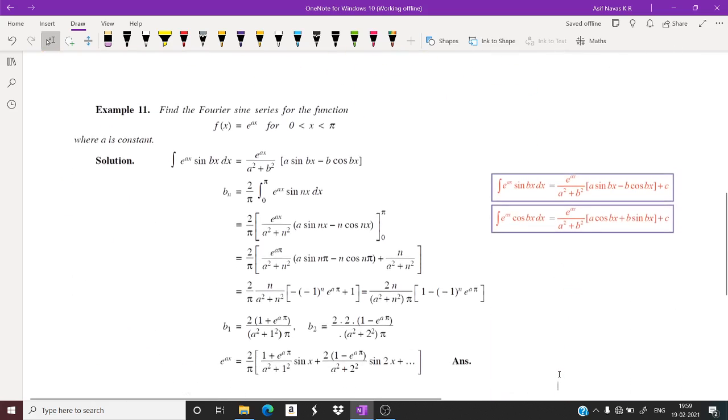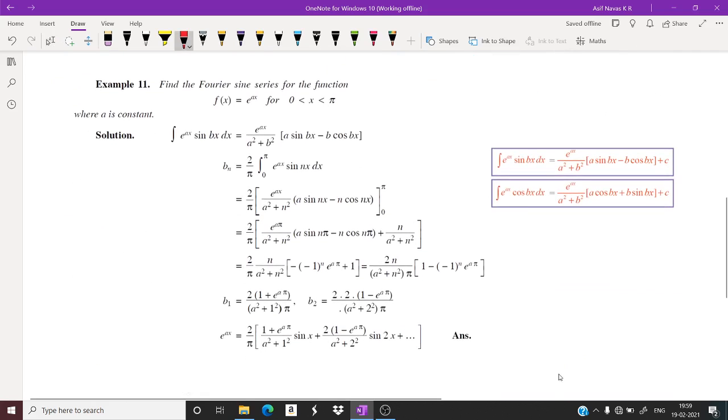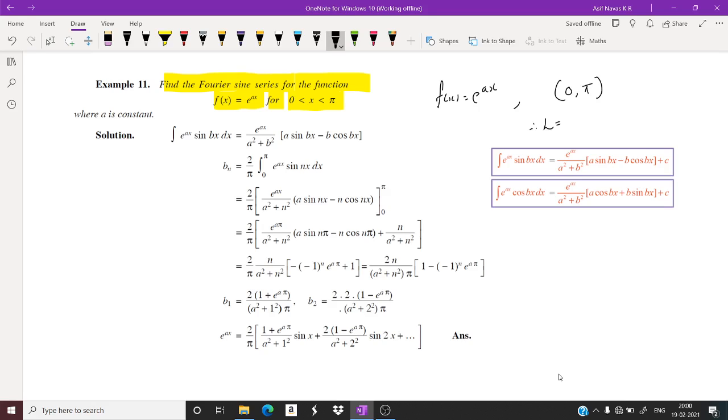So first, find the Fourier sine series for the function f of x equal to e raised to ax for 0 less than x less than pi. So here our f of x is equal to e raised to ax, and it is defined on the interval 0 to pi. Therefore here L equal to pi, and we want to expand it in terms of a sine series.